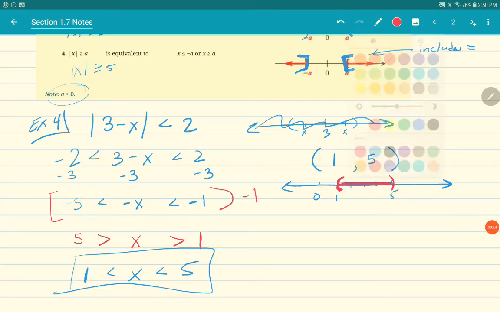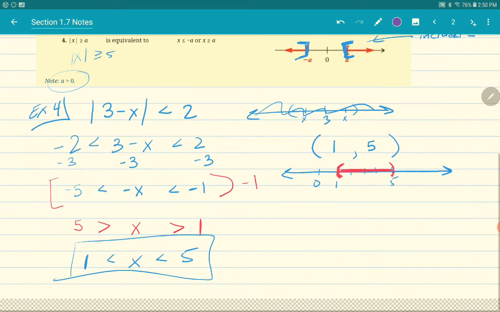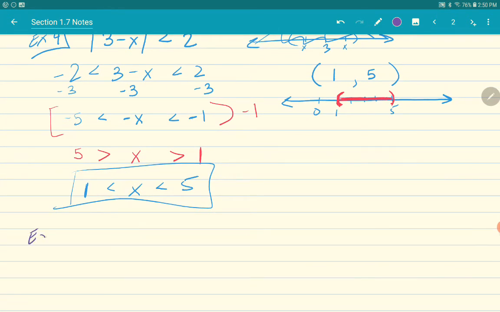Now let's do one where we have a greater than or equal sign, like 3 or 4. So let's do example 5. Let's do absolute value of 3 minus x, and let's do a greater than or equal. Let's do equal this time so that we get a closed bracket. So we're changing the sign from a less than to greater than. And how does that work out?